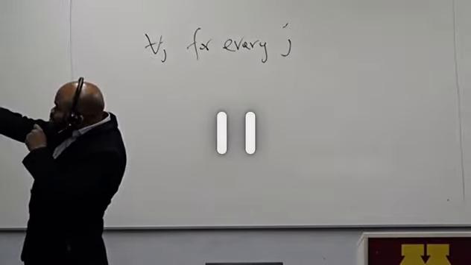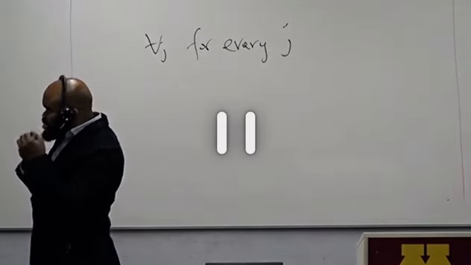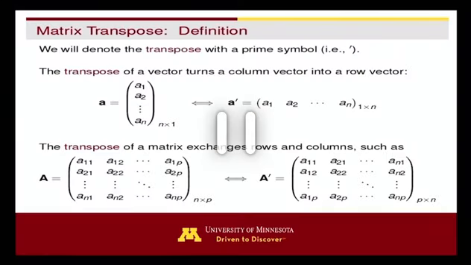Now we want to talk about transpose. Transpose is more or less this: if I have a row, I convert the row to a column, or if I have a column, I convert the column to a row, and I can find the transpose of a vector. I can also find the transpose of a matrix. Now let me tell you this.